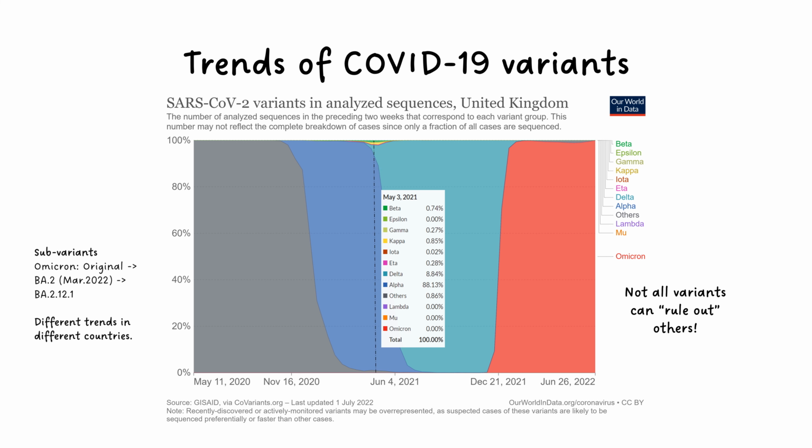Also, please note, this graph is only about the UK. Different countries will have different trends of variants, depending on their policies and demographics. A dominant variant in one country may not even begin to emerge in another.